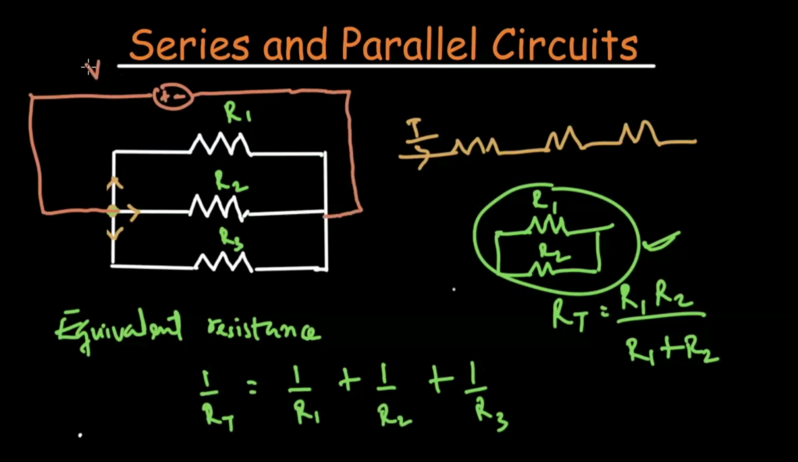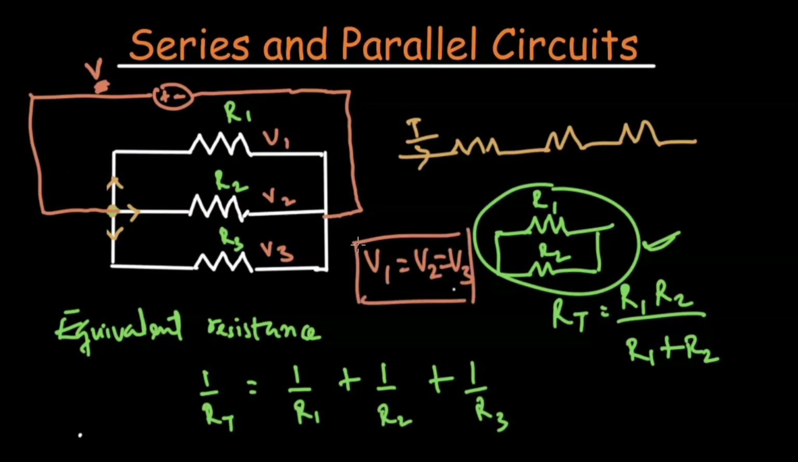So I can introduce a voltage source. And this simply says that whenever we have circuits in parallel, they have one voltage, only one voltage you pass through each of the resistors. So V1, V2, V3. V1 will be equal to V2, which will be equal to V3. Take note of this as well.